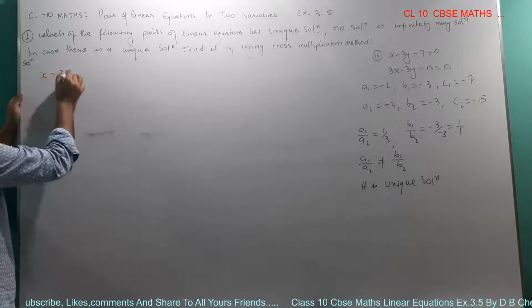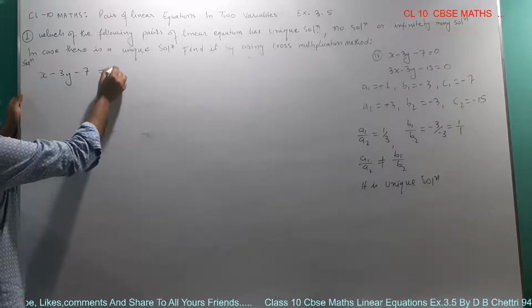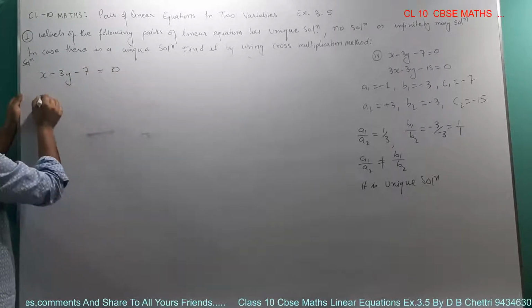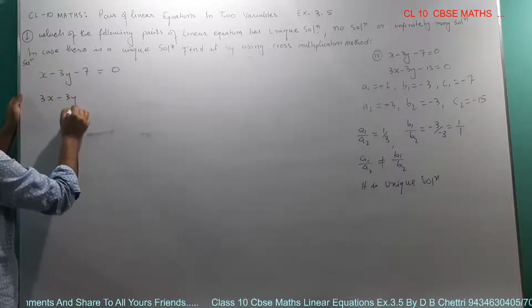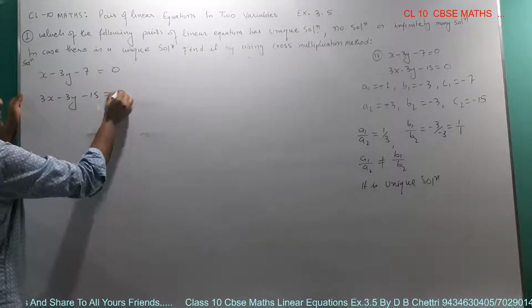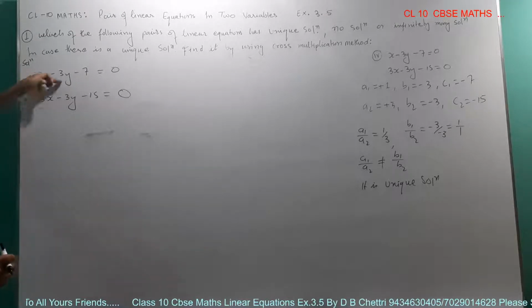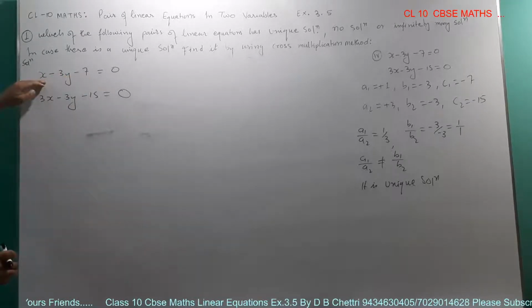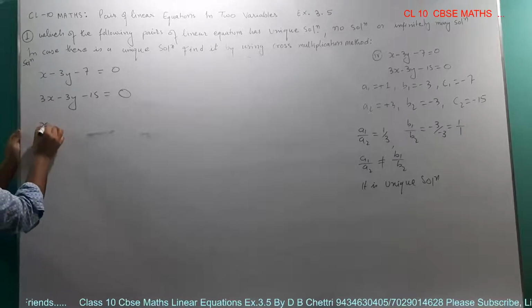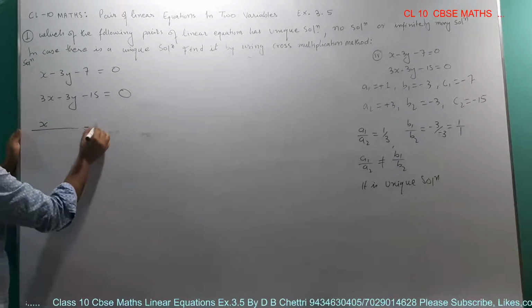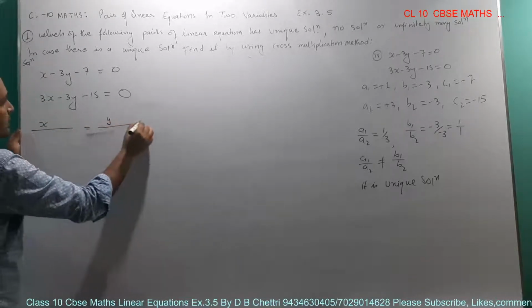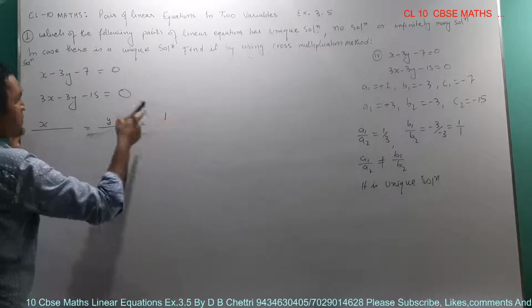x minus 3y minus 7 equals 0. Then 3x minus 3y minus 15 equals 0. Now what are the variables? x, y and a constant. Write the x, then write y, and 1. Plus 1 or minus 1?